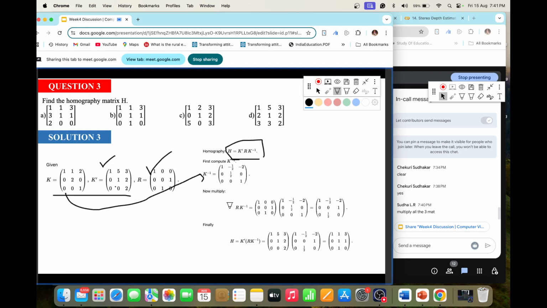You can first multiply any two. You can multiply K dash R first and then multiply with K inverse. So you can get the homography matrix H, that is 1 1 3, 0 1 1, 0 1 0. Option B is the answer.